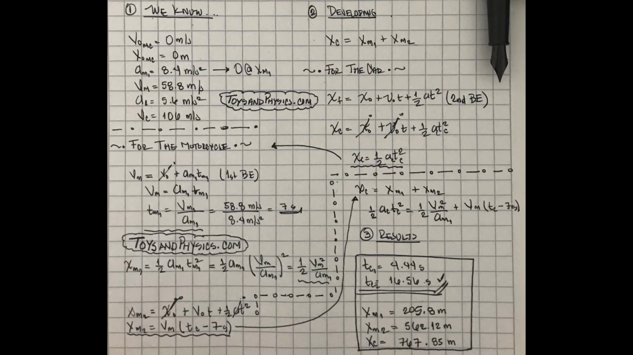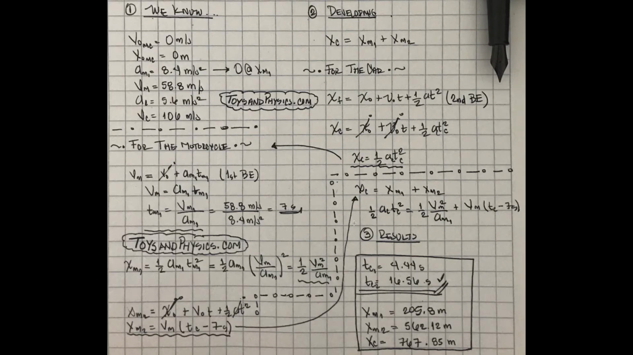We are going to notice that when we create this equation but replace everything we already know for both XM1 and XM2, we're going to have just one piece of information missing, right? And that's exactly what I've done here.